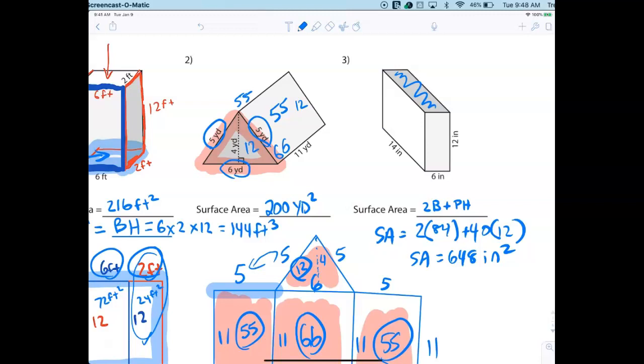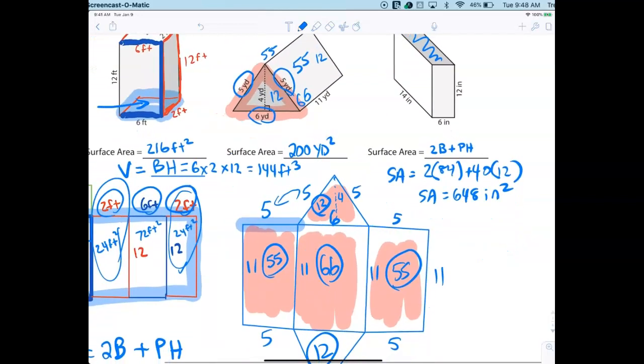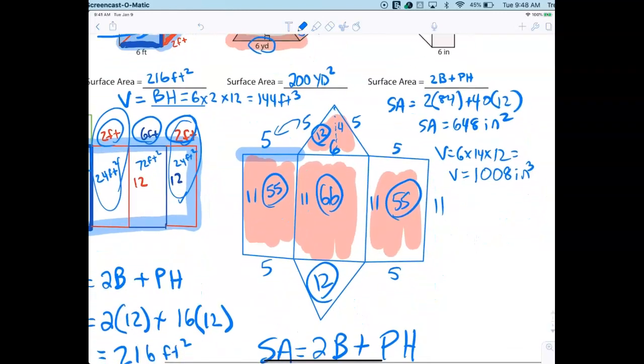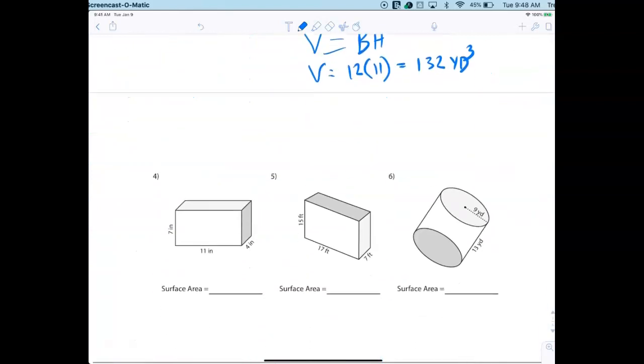All right. Now, what time does the bell ring? 50 minutes. All right. So now, hear me out, please. Volume. I want the volume real quick. Volume equals 6 times 14 times 12. Somebody tell me. 1,008. And then we would say 1,008 what? Inches cubed. All right, now I just want to flip the page.